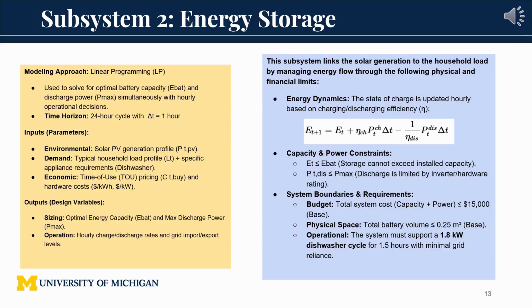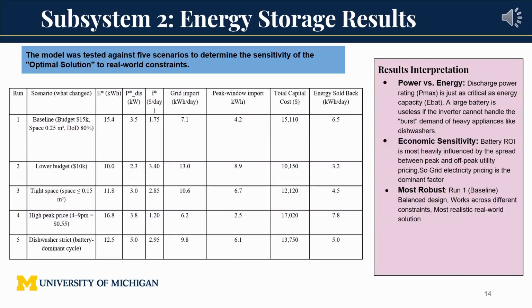battery life. For the battery optimization, we use a linear programming model to determine optimal energy storage. The model runs hourly, capturing how energy flows between solar, battery, and the grid throughout the day. Key inputs include solar generation profiles, household demand, and time of use electricity pricing, along with hardware cost assumptions. The outputs give us both optimal battery size like energy capacity and discharge power, and operational decisions such as when to charge, discharge, or when to pull from the grid. This allows us to enforce real-world constraints while ensuring the system minimizes grid reliance and overall energy costs.